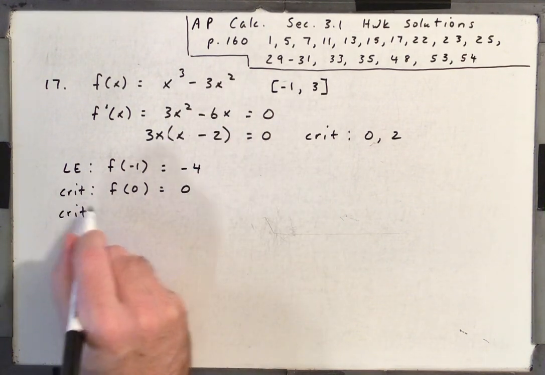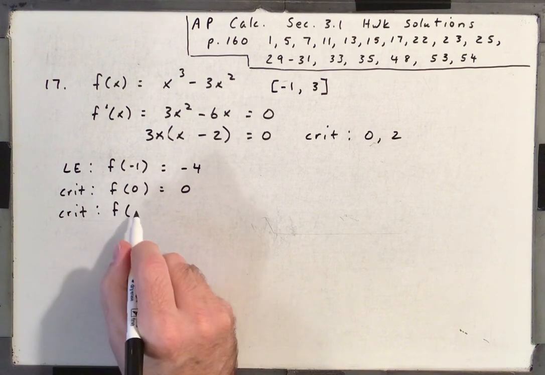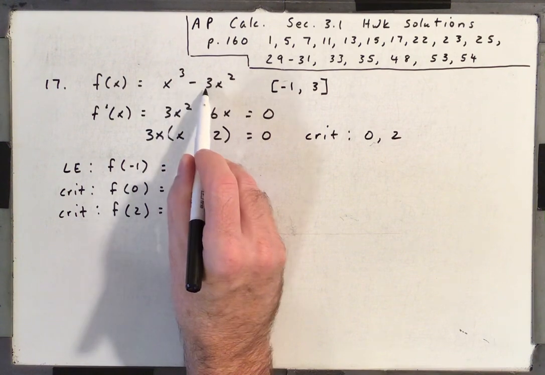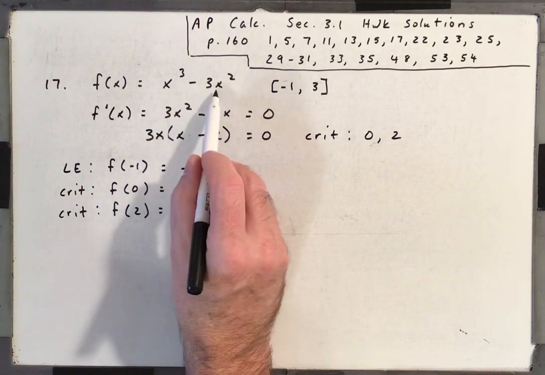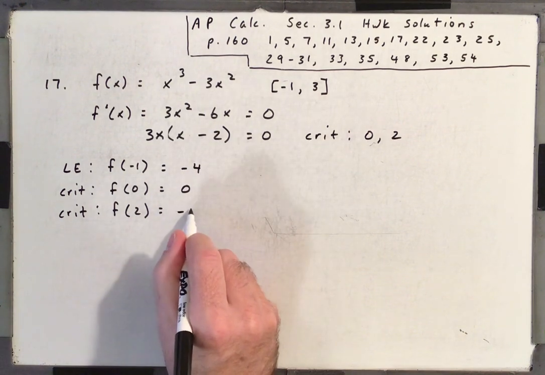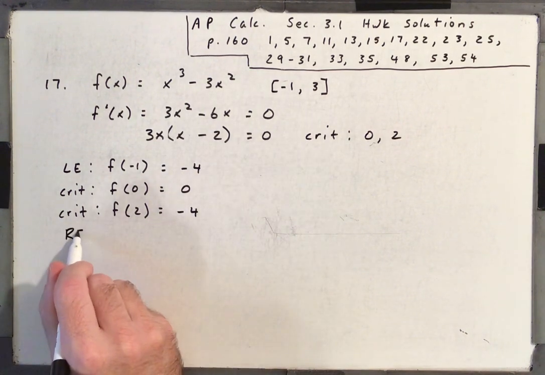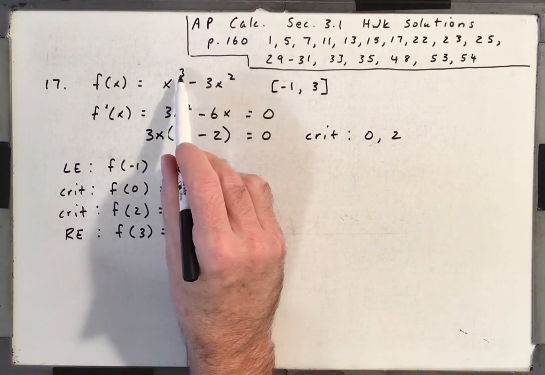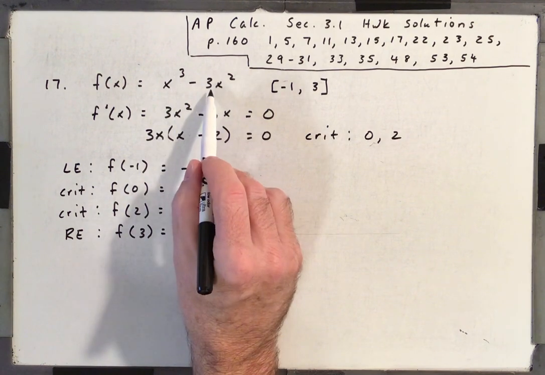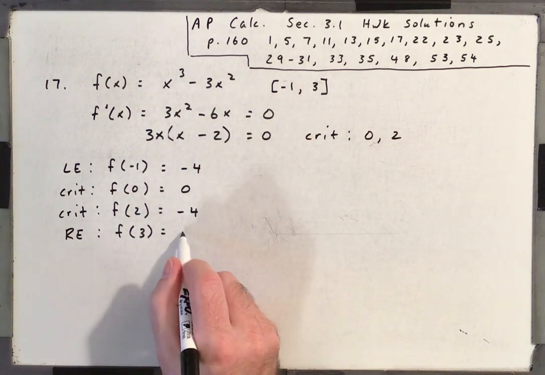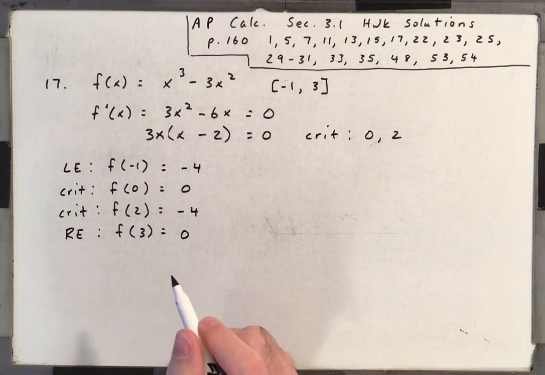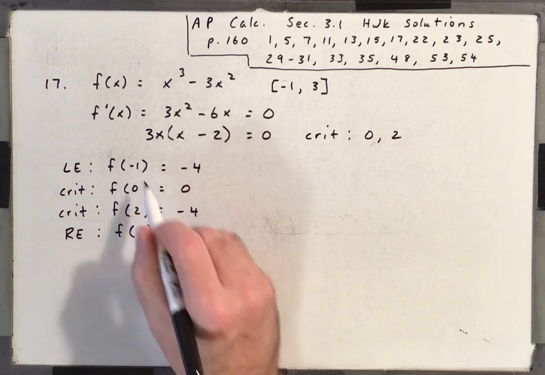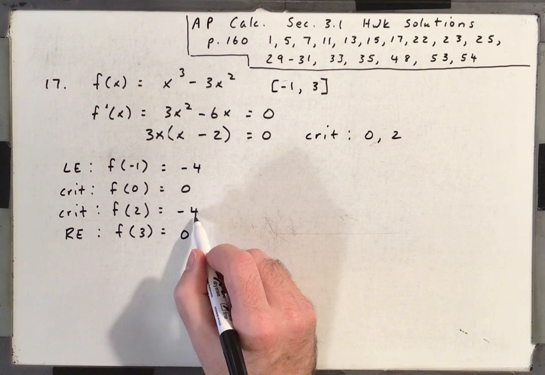Our second critical point is f of 2. So it would be 2 cubed, which is 8, minus 3 times 4. 8 minus 12, -4. And then our right endpoint, we have f of 3. So 3 cubed is 27, minus 3 times 9, 27 is 0. So we've got minimums at the left endpoint and this critical point at 2.